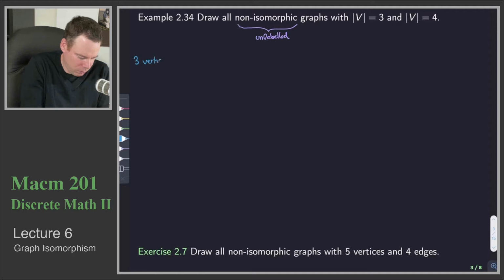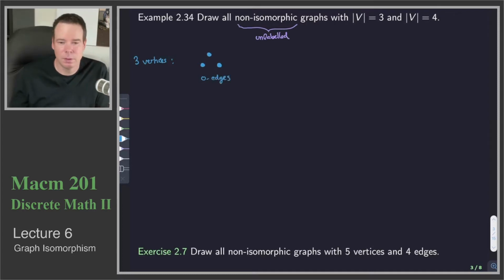So 3 vertices. Let's see, what are they going to look like? Well, I could have 3 vertices and no edges at all. So I'll use 0 edges. And there's one example. What else could I do? Well, I could look at a 3-vertex graph that uses 1 edge.